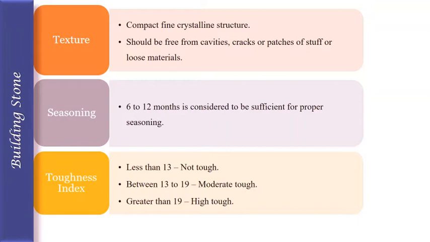Toughness index. To identify the toughness index, we perform an impact test on these stones. By the values of the impact test, we will say whether this rock is tough enough to hold the structure. If it is less than 13, we say it is not tough. Between 13 to 19, we will say moderately tough. If the impact value is greater than 19, we will say the stone has high toughness.